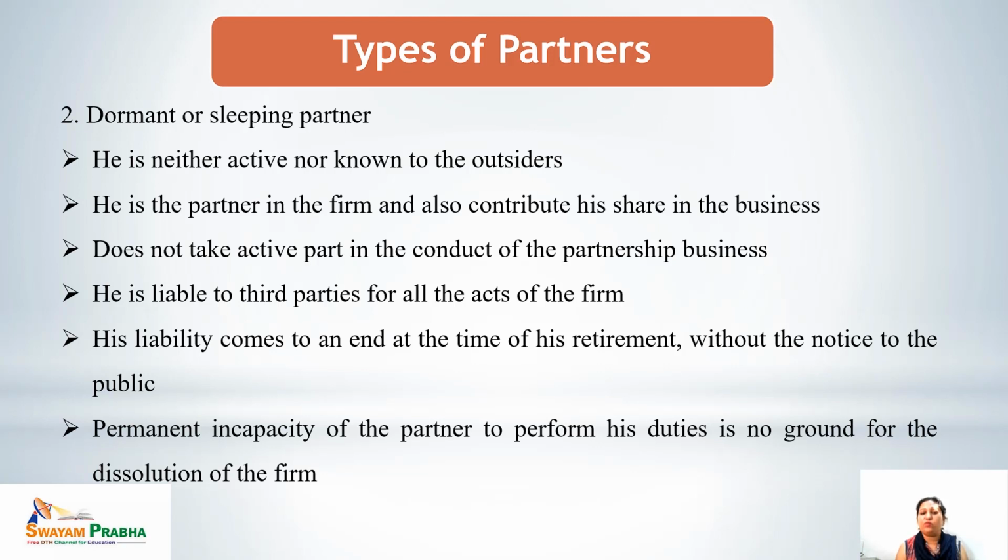But yes, he would remain liable to third parties for all the acts done by the other partners. His liability comes to an end at the time of his retirement. And unlike the active partner, he need not give notice to the public about his retirement. Permanent incapacity of the partner to perform his duty is no ground for the dissolution of the firm, because he is not an active partner already, and on this basis a firm cannot go for dissolution.